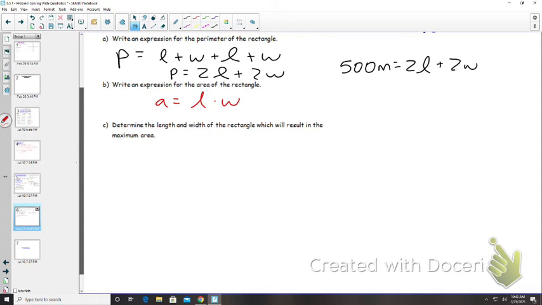Okay. 3, we're going to graph and find the vertex. And 4, we're going to find the length. Amazing. 4 steps. It's a little shorter than AA's.